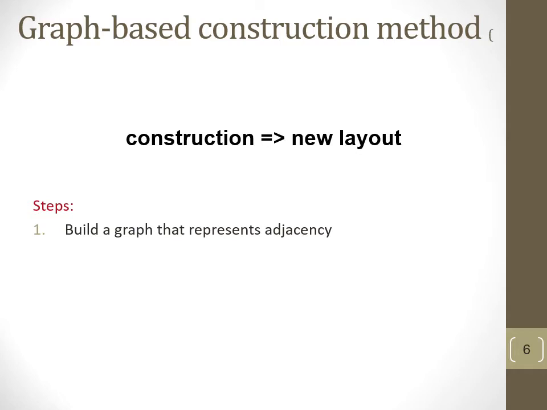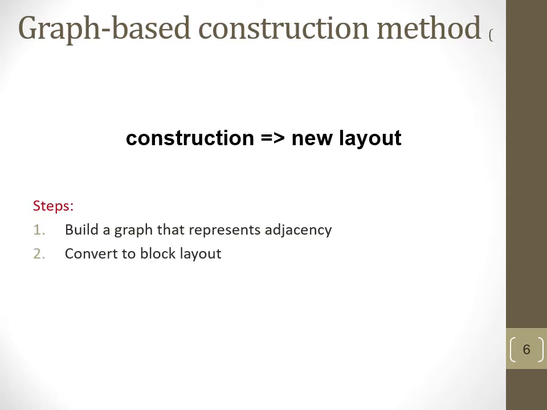Okay, let's talk about the graph-based construction method. As the name implies, this is a construction method, which means that it generates a new layout. At the end of this method, starting from scratch, you will end up with a new layout. Basically, we can talk about three steps of this algorithm. The first step is to build a graph. What's a graph? A graph consists of a number of nodes and a number of edges connecting these nodes. In the following slides, you will see examples, and these graphs will represent the adjacency of the departments. The nodes represent the departments, and an edge in between will represent whether these departments will be adjacent in the layout or not.